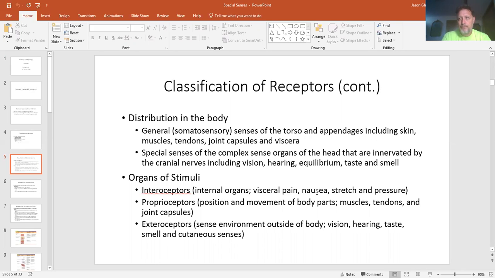Proprioceptors are with our joints, our muscles, our tendons and ligaments for that matter, because these are going to tell us the positioning and the movements of our appendages. And then we have our exteroceptors. These are going to be in our skin, again, eyes, ears, nose, mouth, for receiving anything coming from the outside. So intero, extero, and then our proprioceptors.